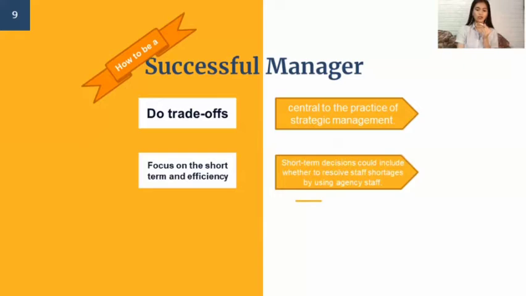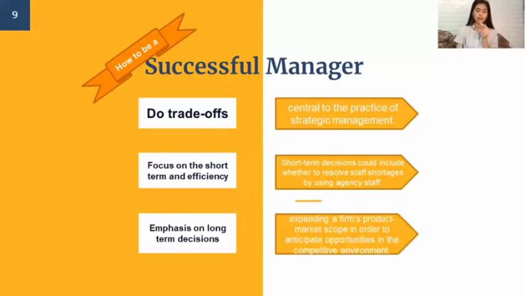Next is focus on the short term and efficiency. For example, short-term decisions could include whether to resolve staff shortages by using agency staff. So here, the small problems or the urgent problems are focused on. Quick responses are needed in these situations.